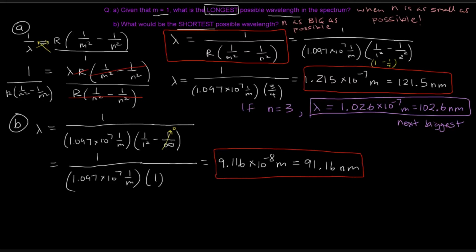Okay? So notice that, of course, this value is smaller than this value. This is the longest possible wavelength, and this is the shortest possible wavelength, assuming that m equals 1.